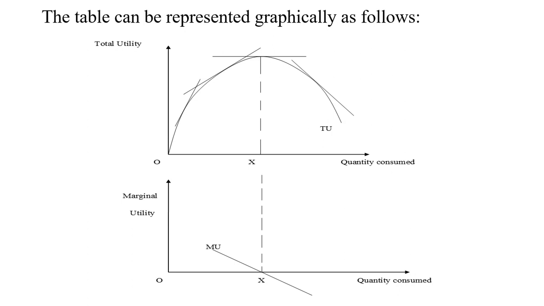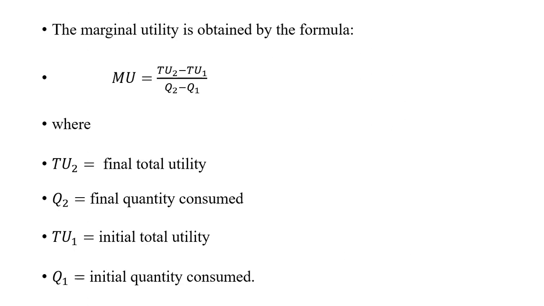So the marginal utility is just the slope of the total utility function, and you can see that the slope is always decreasing as you move from left to right. The slope is becoming flatter and flatter as you move to the right. So the marginal utility diminishes as you consume more. The marginal utility can be obtained by using the formula MU = (TU2 - TU1) / (Q2 - Q1), where we define Q1, Q2, TU2, TU1.